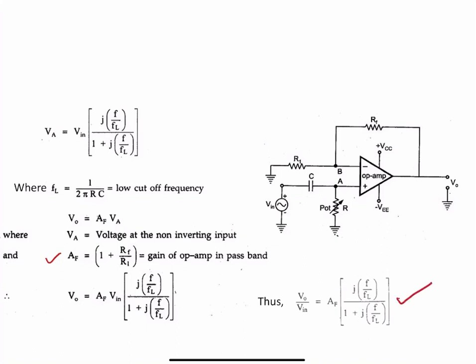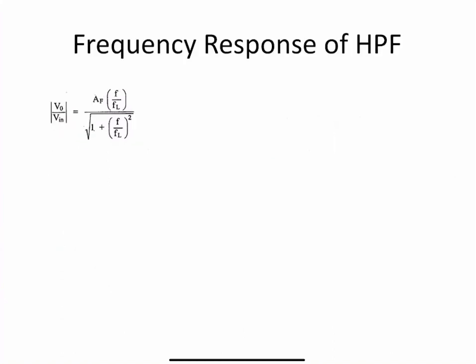Finally, you will get V0 by Vin, or gain of this filter circuit of this first order Butterworth high pass filter circuit is AF in bracket jf over fL divided by 1 plus jf over fL. Frequency response of high pass filter. Frequency response means curve between frequency and voltage gain. Take the magnitude of expression of V0 by Vin is equal to AF into f over fL in denominator under root of 1 plus f over fL whole square. This is the magnitude of high pass filter.